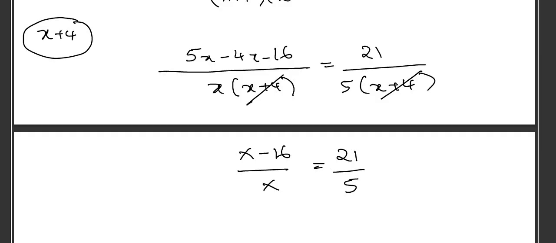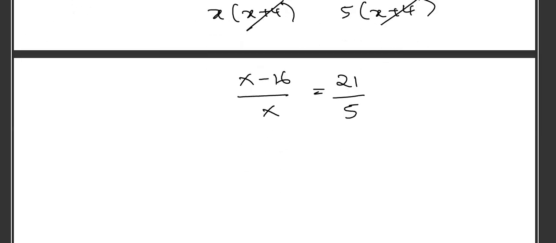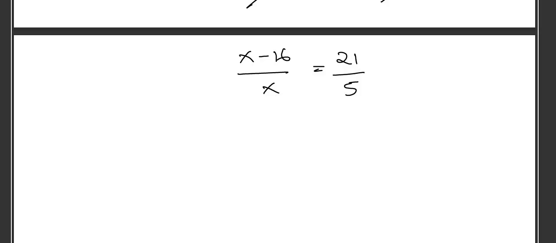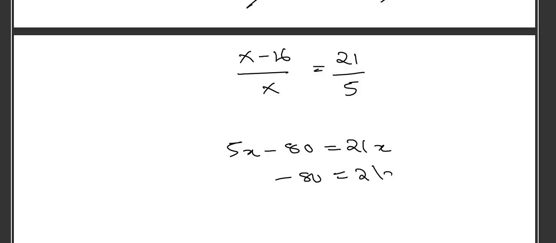Okay. Yeah. And then from here now we cross multiply. This is just going to give us 5x minus 80 is equal to 21x. Then this is going to give us negative 80 is equal to 21x minus 5x. This will be negative 80 is equal to, this is going to be what? Is it 16? 16x. We have 16.